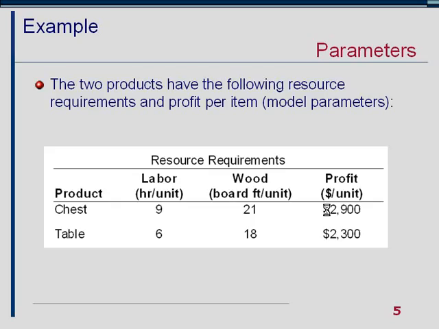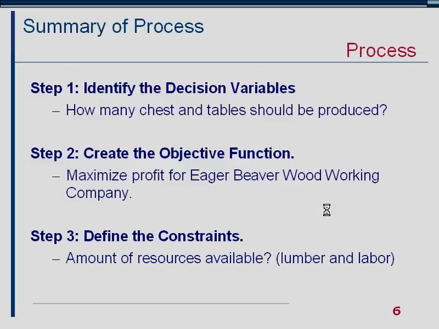One approach to solve this problem is to formulate it as a linear programming problem, and then use established methods to solve it. We can see what our resource requirements are. A summary of this process is that we first have to identify the decision variables. That's a simple question: how many chests and tables should we produce?